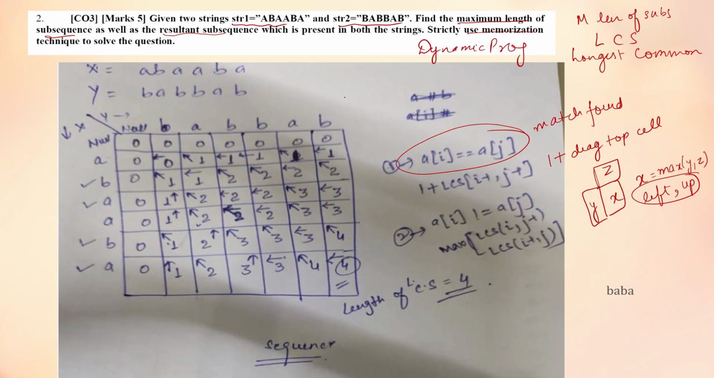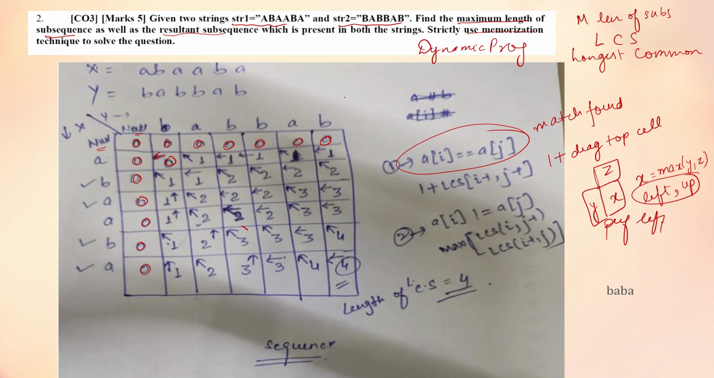Now when the string is null, you know the values will be 0, so you fill 0 in all the cells. I'll explain it. Now after that, A, B, is it matching? No. So what we'll do is take the maximum of left and up. Preference given to left, preference to left. So you write 0 and draw the arrow. The arrow is drawn towards the side that you have given preference to.